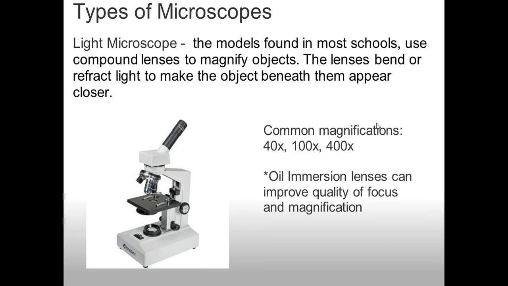The common magnifications found on a light microscope are 40, 100, and 400 powers. But you can add a drop of oil to the 400 power objective, which can improve the quality of focus and magnification at that highest magnification.